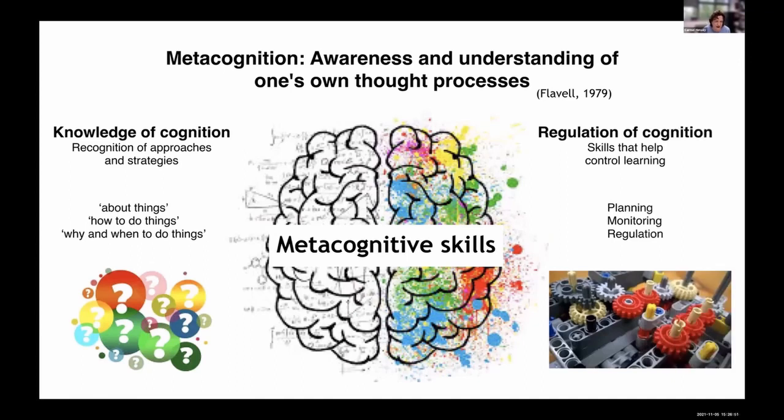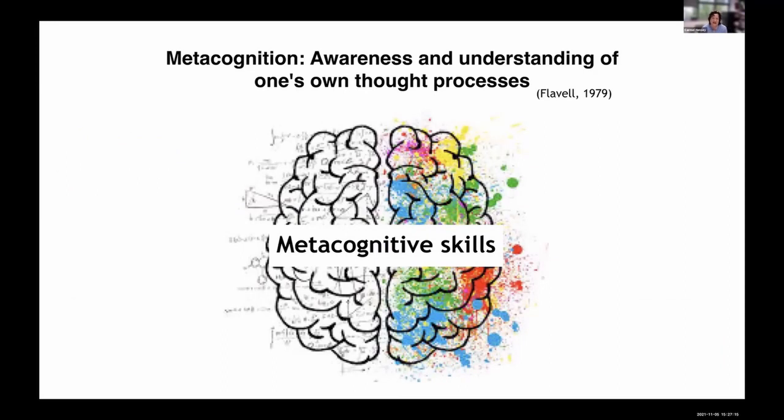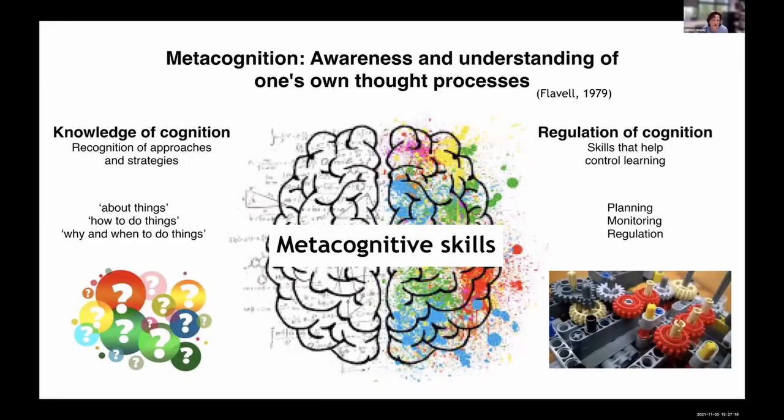So we considered this definition of metacognitive skills. And we looked at aspects under knowledge of cognition, how we might recognize different approaches and strategies. And we also looked at the regulation of cognition, and planning and monitoring, et cetera, for our students. So in our research, we're particularly asking the question, how best to use the online environment to support metacognitive skill development. And I'm going to hand over to Emma now, and she's going to explain how we developed our framework to apply in the VLE.